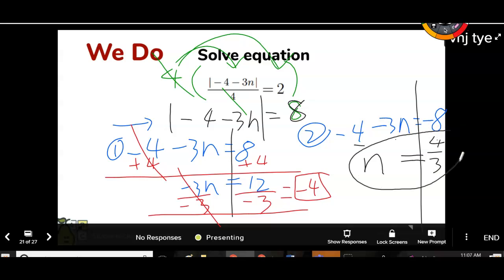And that's it. Okay, so the general rule of absolute value equations is first turn it into a clean equation, and from the clean equation, turn it into 2 equations and solve, and get 2 results, and that's it.